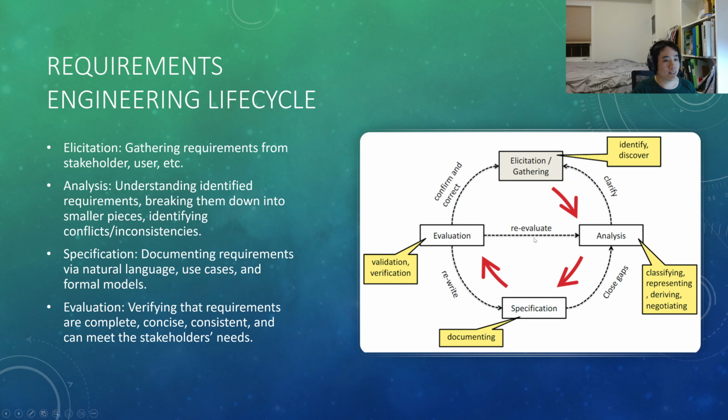Before that, I would like to introduce to you the requirements engineering lifecycle. You have elicitation, which is the start of gathering requirements. Then you analyze the gathered requirements, breaking them down into smaller pieces and resolving inconsistencies or conflicts. Then you start documenting your requirements through the specification process, and then you evaluate those specifications to make sure that they meet your needs.